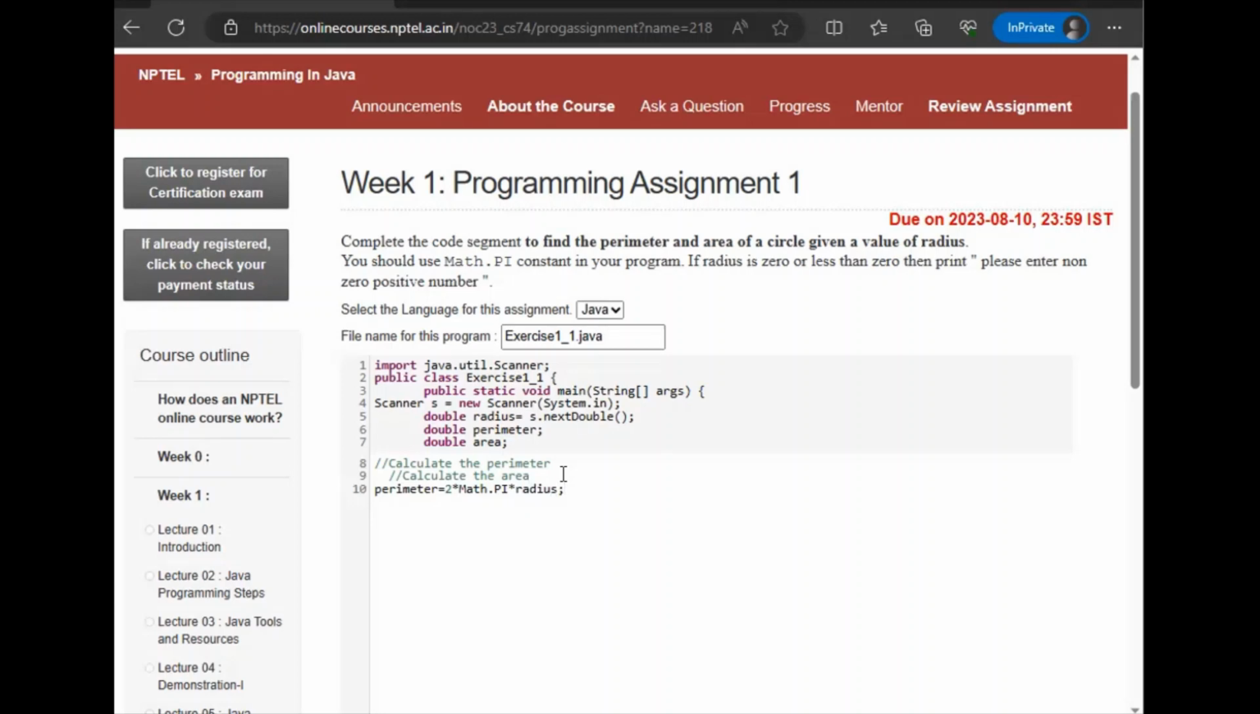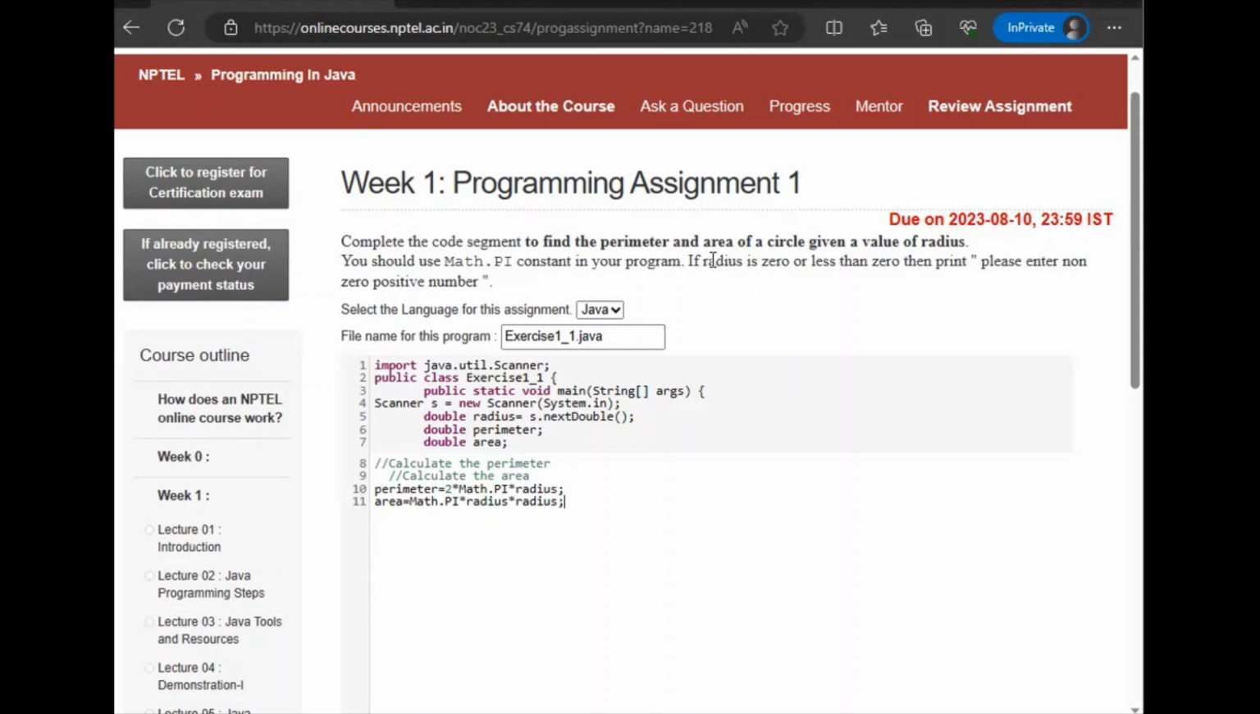So we calculated the perimeter, and then he said to calculate the area. So area is equal to, what is the formula? Pi r square. So instead of pi, what should I use? Math.PI into r square. So means what? Radius into radius. So radius into radius. Okay, then I'm closing it. But look at this. We have finished finding out the perimeter and area of a circle.